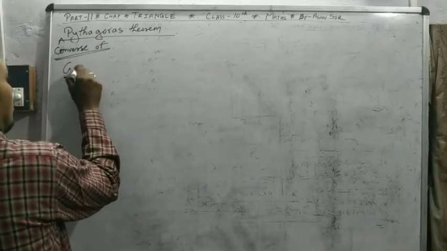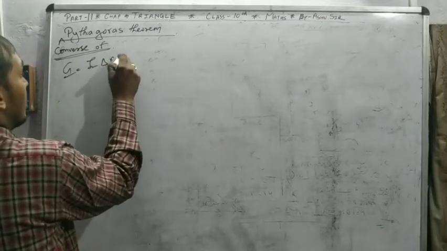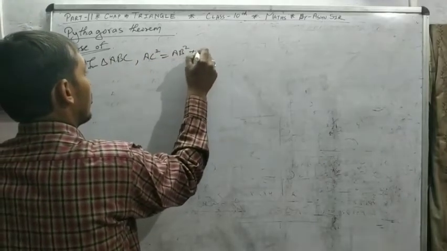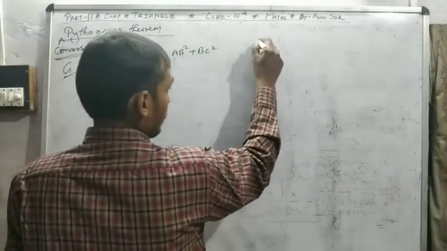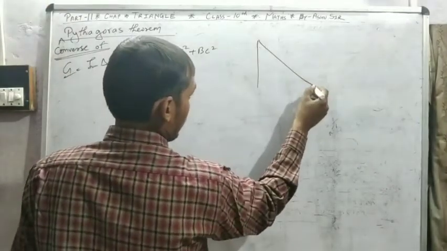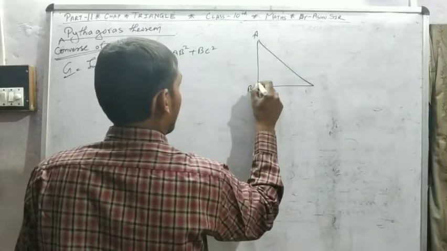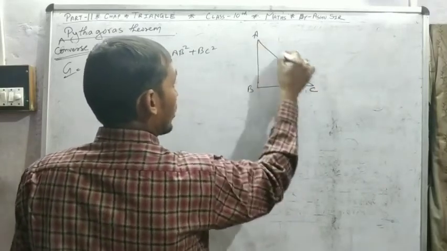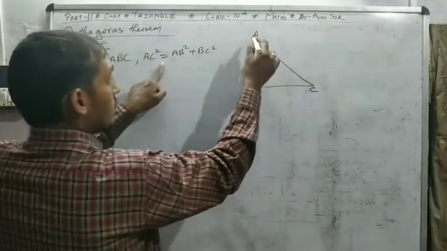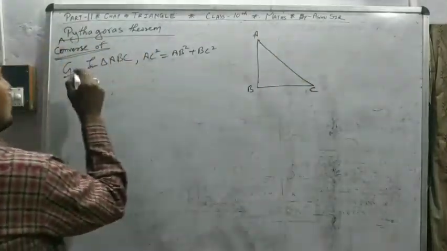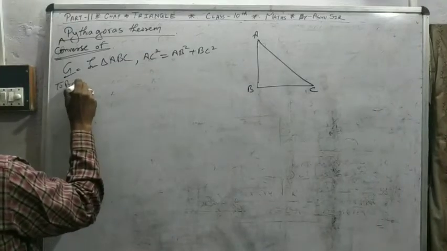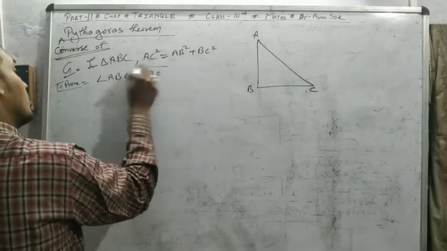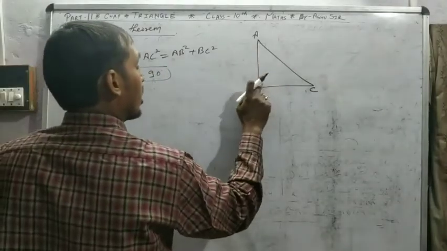So what's the theorem? In any triangle ABC, the longest side square is equal to the sum of the squares of the two sides. So prove that angle ABC, opposite the longest side, is 90 degrees.